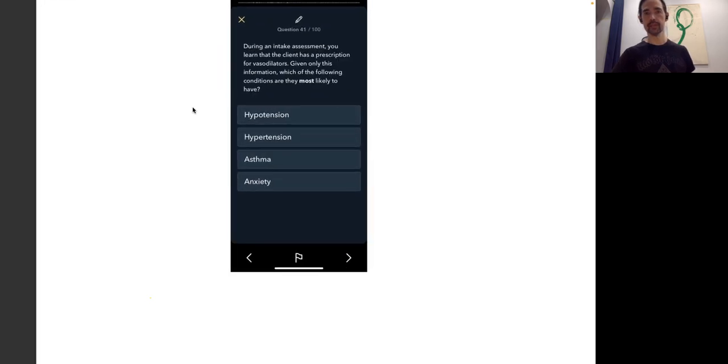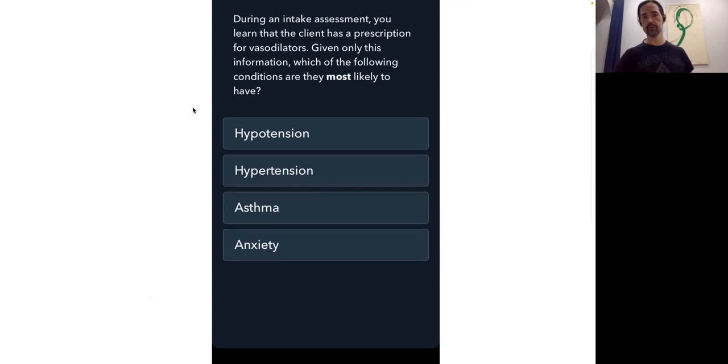During an intake assessment, you learn that a client has a prescription for vasodilators. Given only this information, which of the following conditions are they most likely to have? Okay, what does vaso refer to? Blood vessels or blood flow. And what about dilators? Dilation means to open. Given only this information, they're most likely to have what? Hypotension, hypertension, asthma, or anxiety.